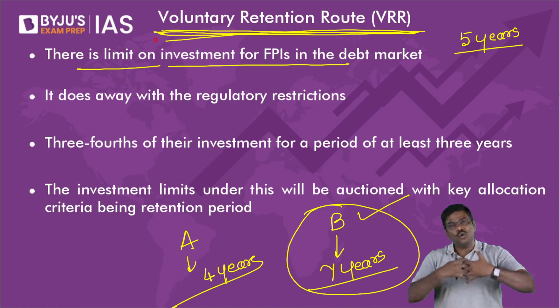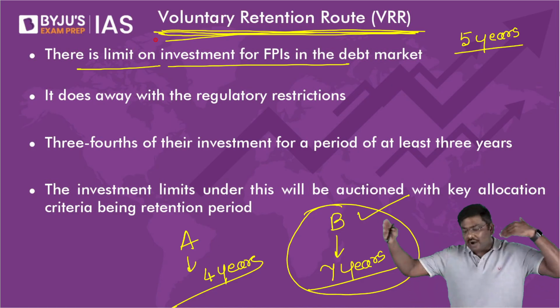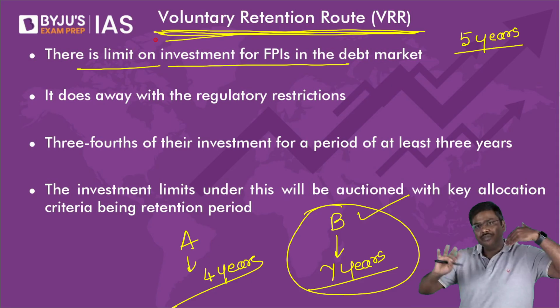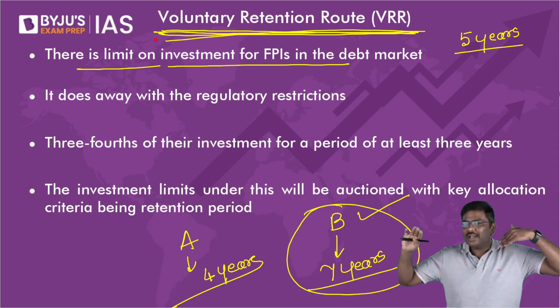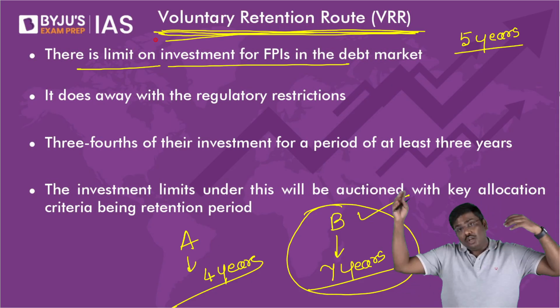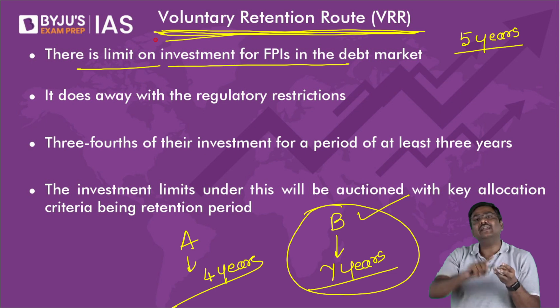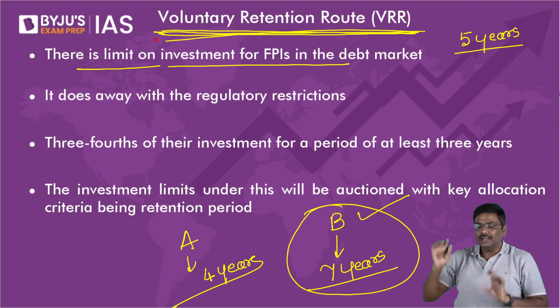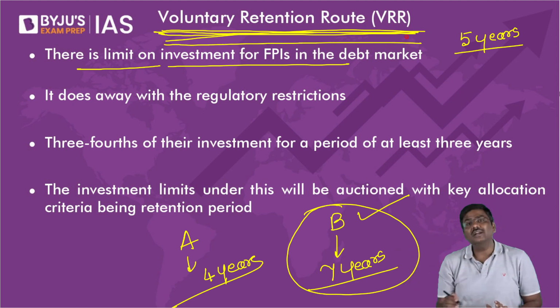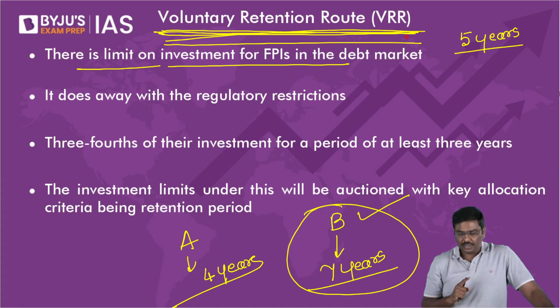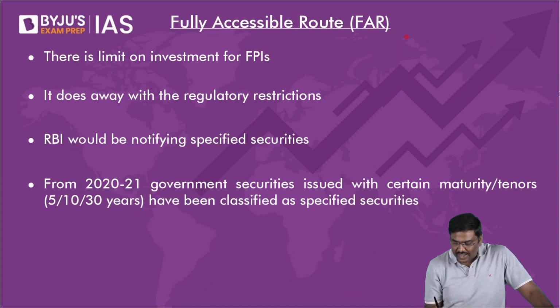Through the voluntary retention route, we attract long-term investors, not short-term ones. Not those who will come today and run out tomorrow. Long-term investors who wish to invest in the corporate bond market as well as the government bond market. This route is called the voluntary retention route, and this is called VRR.